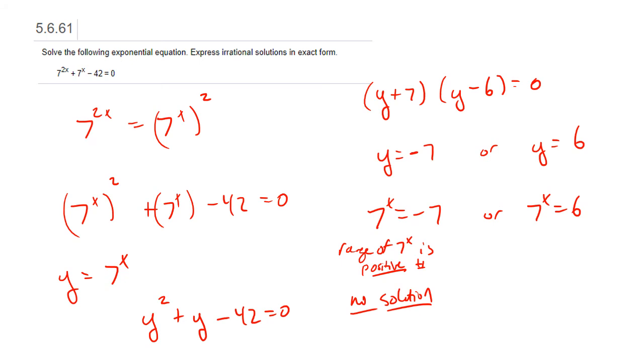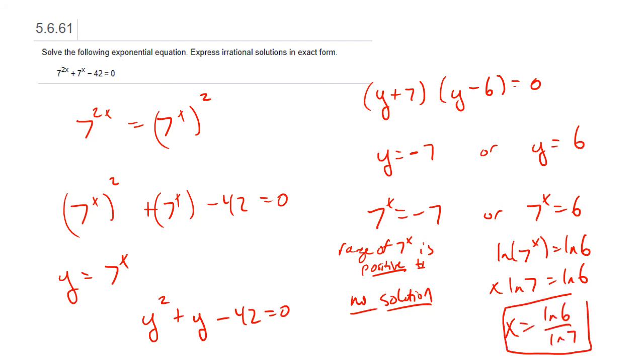And if I want to solve this for x, I'm going to take the natural log of both sides, bring down that power of x as a factor, and divide by log 7. So here is, in fact, the only solution.